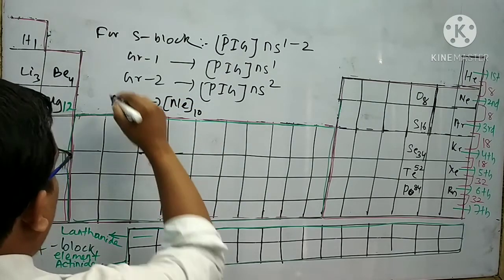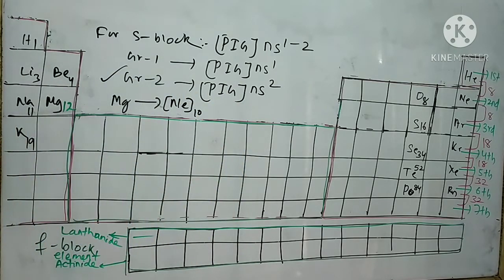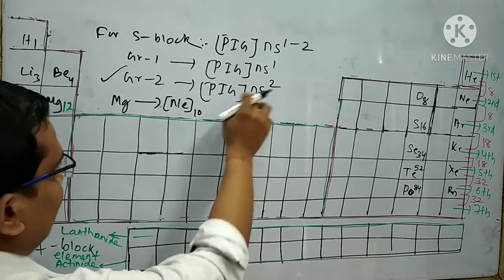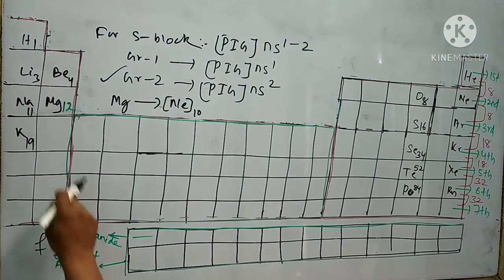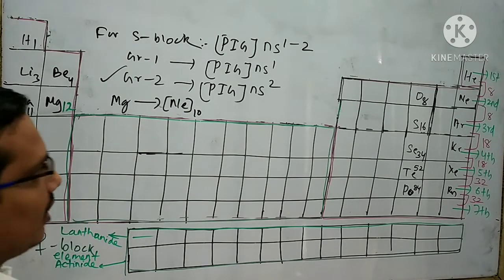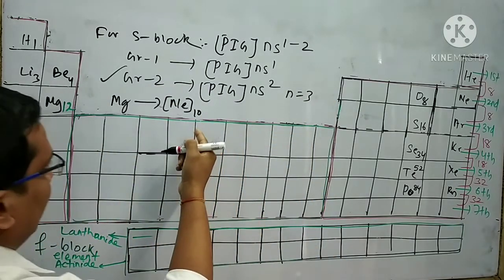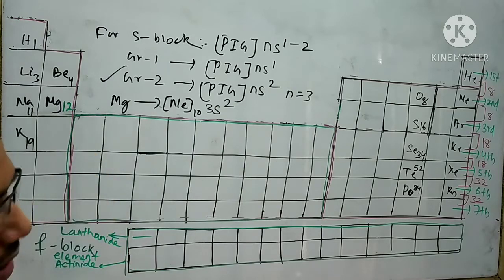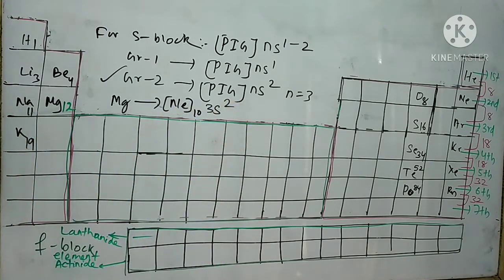Magnesium belongs to group 2, so it must follow this general electronic configuration. The previous inert gas is neon. Next, I want to write the ns2. Magnesium belongs to the third period, so n is equal to 3. So here I can write 3s2. The electronic configuration of magnesium is neon 10, 3s2.